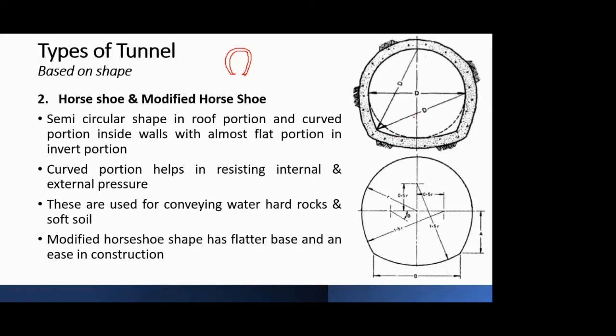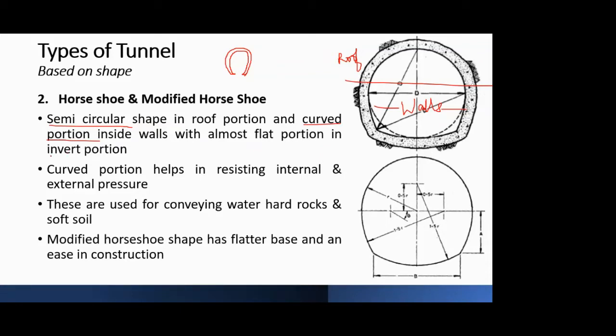So on the right side, you can see the line diagrams as well. So in this, you can cut it into two portions. The roof portion, this is the roof. So the roof is semicircular. And these are the walls of your tunnel. So these walls, they are curved. They are not straight, but they are curved.